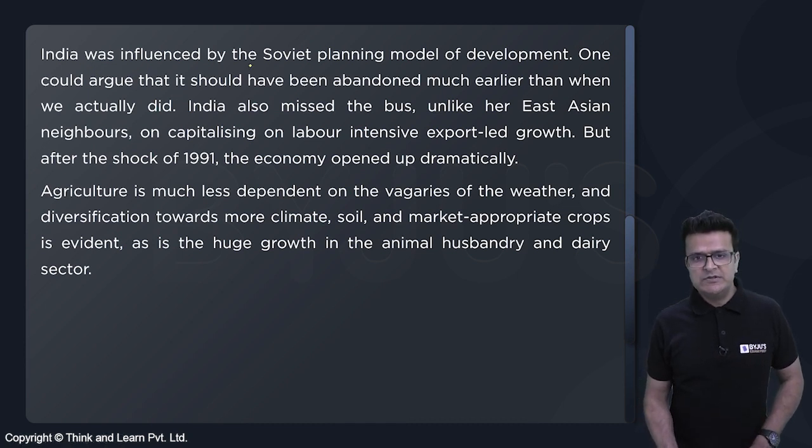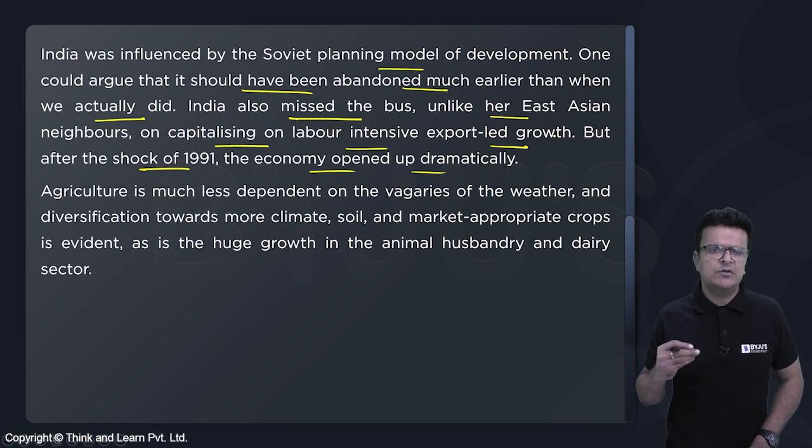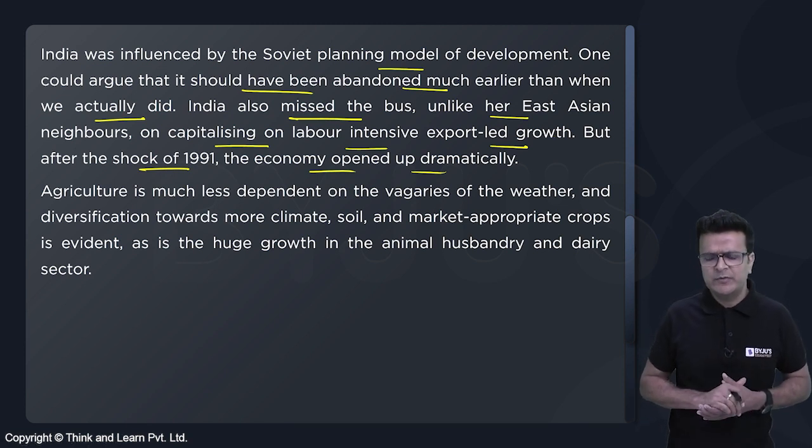India was influenced by Soviet planning model of development. One could argue that it should have been abandoned much earlier than when we actually did. India also missed the bus, unlike her East Asian neighbors, on capitalizing on labor-intensive export-led growth. But after the shock of 1991, the economy opened up dramatically. Does it show anywhere that the author is for or against the Soviet planning?